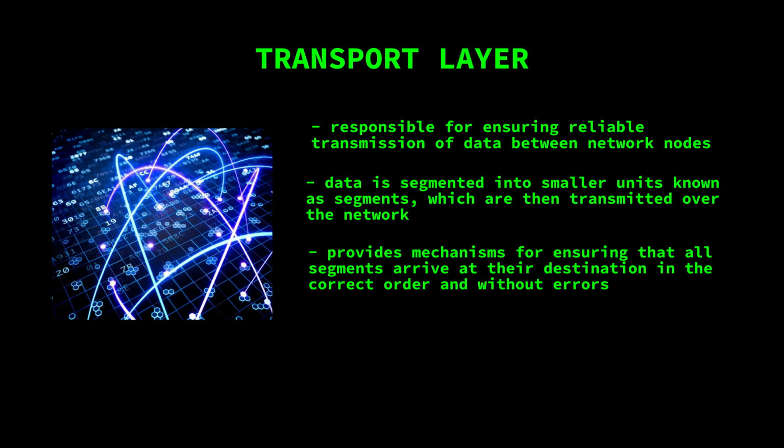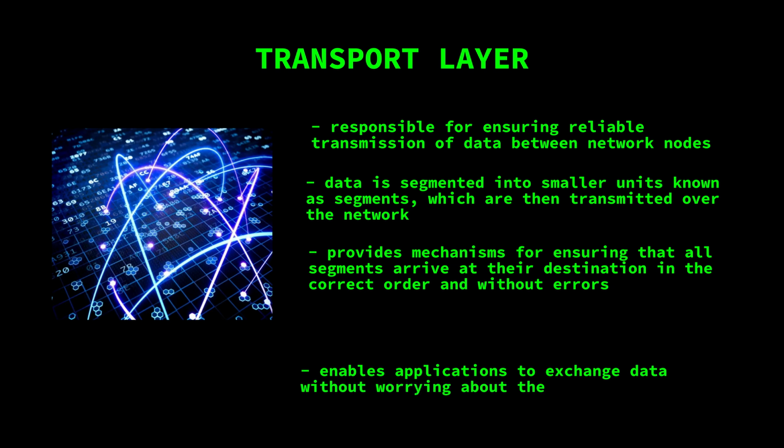The User Datagram Protocol is another protocol at this layer that is less reliable, but provides lower overhead and faster transmission of data. By providing these mechanisms for ensuring reliable transmission of data, the transport layer enables applications to exchange data without worrying about the details of network communication.